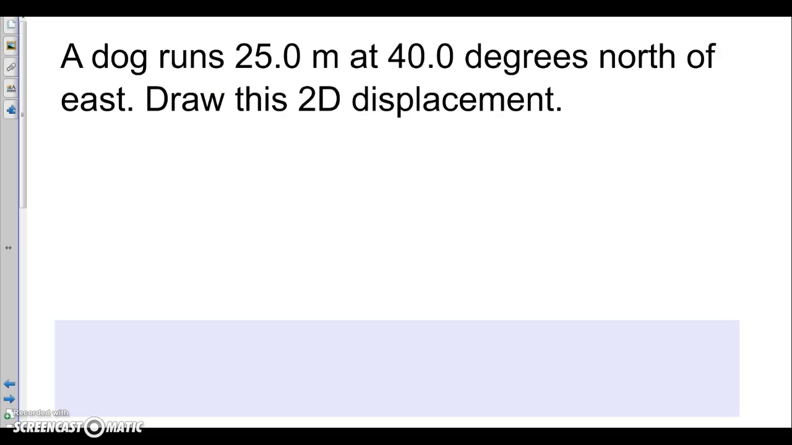Instead of moving along the x or y-axis, this dog is running at an angle. So it's not just going along the x, it's not just going along the y. The dog is running 25 meters at this 40 degree angle, which is 40 degrees north of east. So we've gone up from east. Here's east, and we have gone north from east, or north of east. Okay then, we have to first draw the 2D displacement, and there it is.